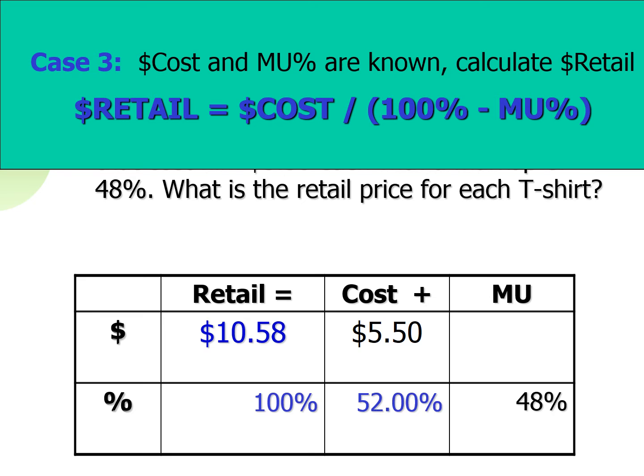Okay, so again, we see a variation of the RCM relationship. C, M are known, and R is supposed to be figured out. R equals C divided by 100% minus M percent. Retail dollar equals cost dollar divided by 100% minus markup percent. This is the third case. That is one of the three cases that are most frequently used in the merchandising problems in the industry.